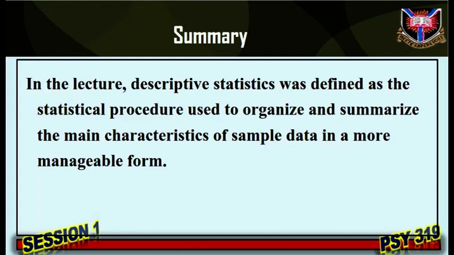Summary. In this study session, descriptive statistics was defined as a statistical procedure used to organize and summarize the main characteristics of sample data in a more manageable form. One of the descriptive statistical procedures commonly used is the regular frequency distribution. A frequency distribution is a table presenting the number of participant responses within the numerical categories of some scale of measurement. This is the end of study session 1.